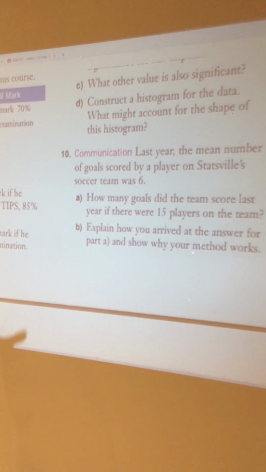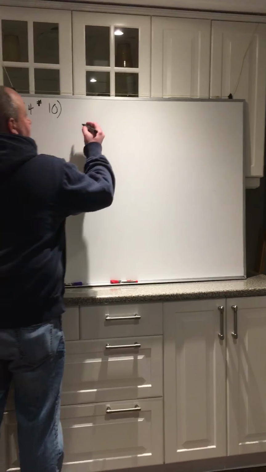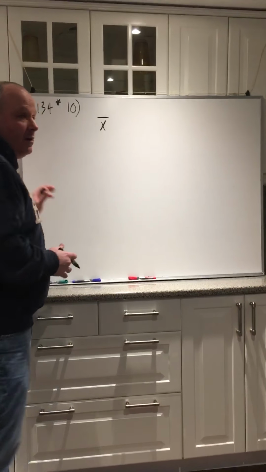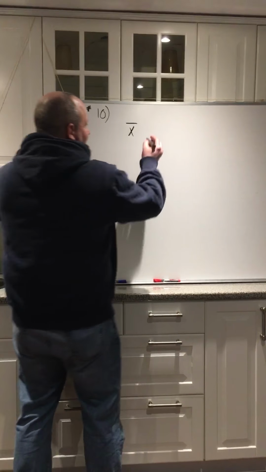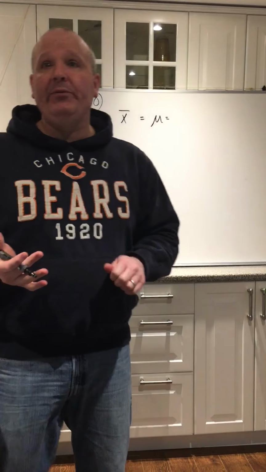Now this is a bit of a tricky one because you're working your way backwards. But either way, it's based around this formula. Whether it's a population or a sample, we've got a mean. In this case, I guess this is everybody on the team, so as a result, it probably would be a population.